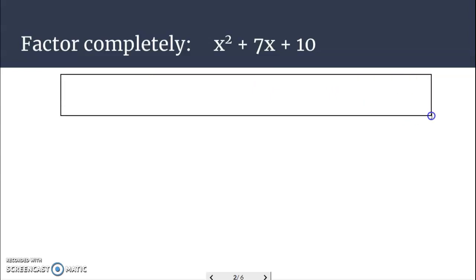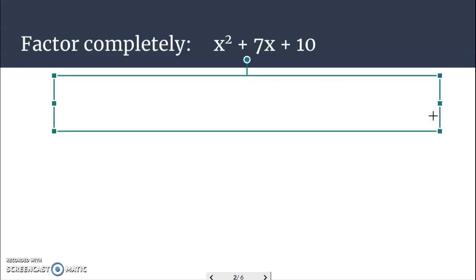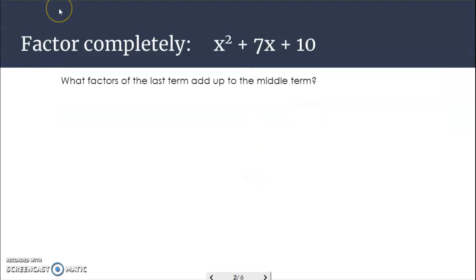And here's a driving question when solving these. What factors of the last term add up to the middle term? The last term, or the last number, I should say, 10 being the last term here, and the 7x, the 7, is what we're focusing on with the middle term.